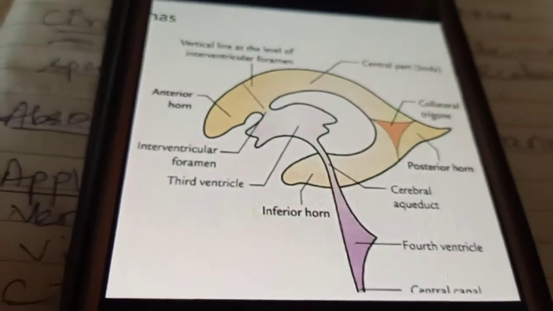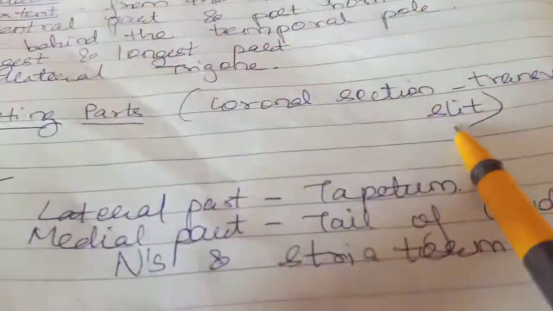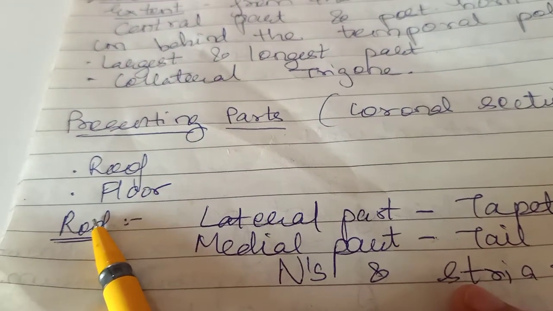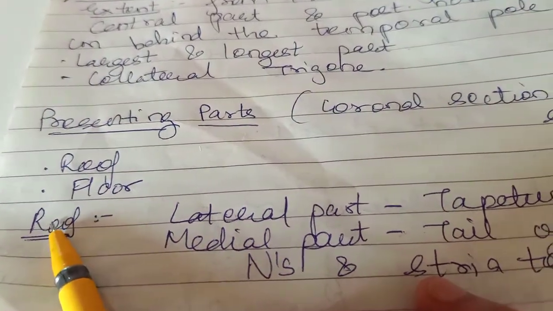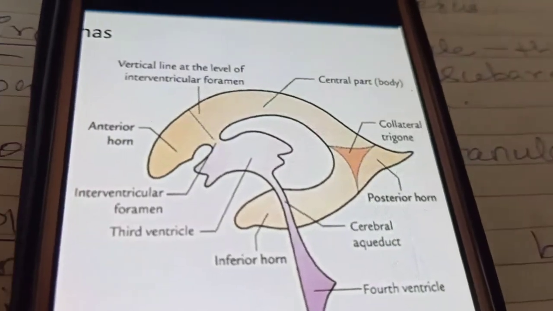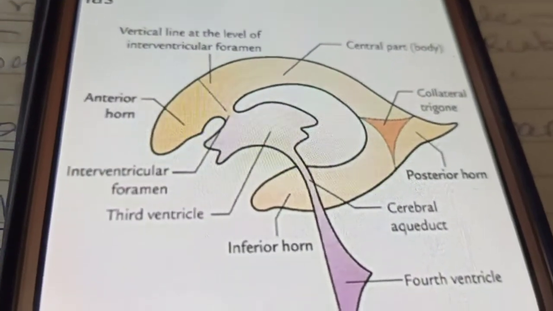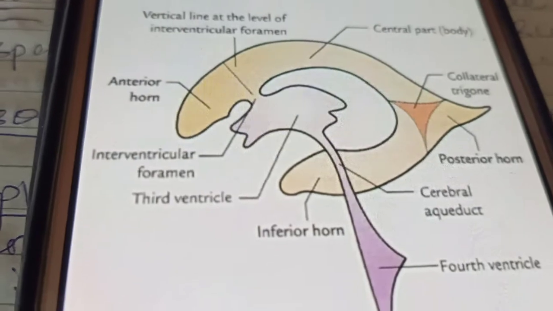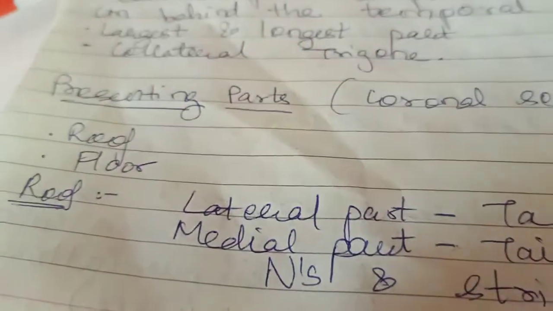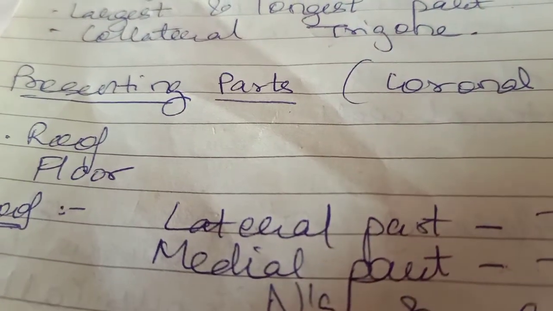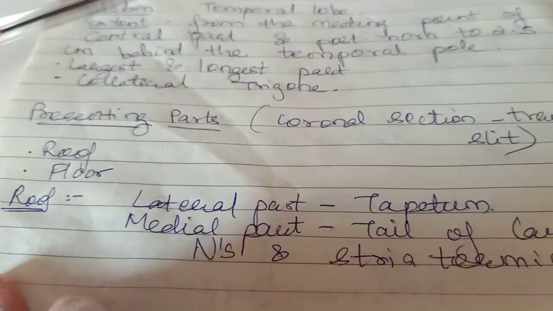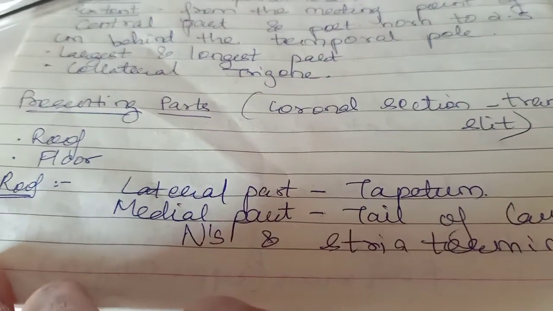When we take the coronal section, that is the transverse slit, through the inferior horn, it has a roof and a floor. So in a coronal section through the inferior horn, there is the presence of a roof and a floor. Now the roof is formed by the lateral part of the tapetum.